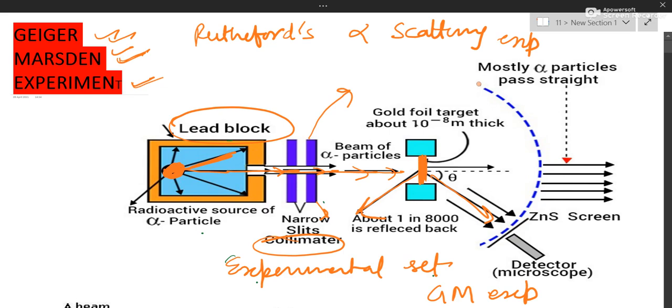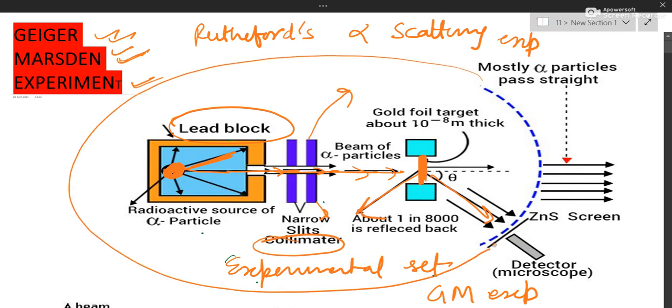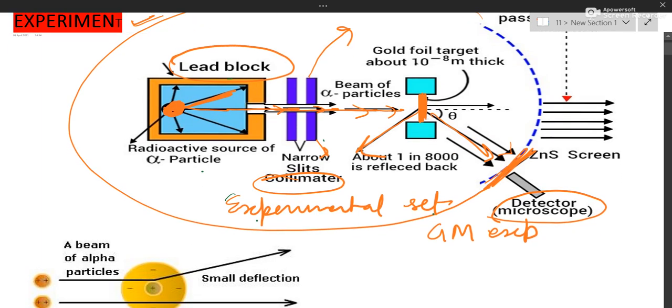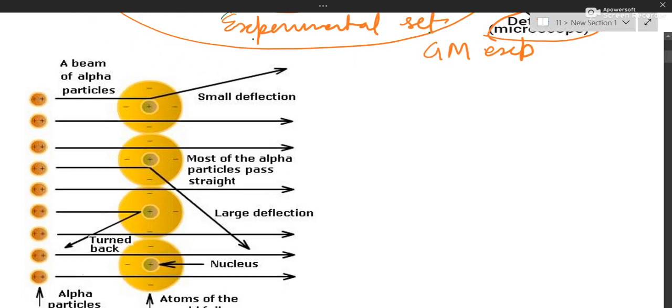And the whole setup is enclosed in a vacuum chamber, and there is a zinc sulfide screen on which deflected alpha particles will be observed through a microscope. So this is the experimental setup. You can draw it easily like this, the way I draw.